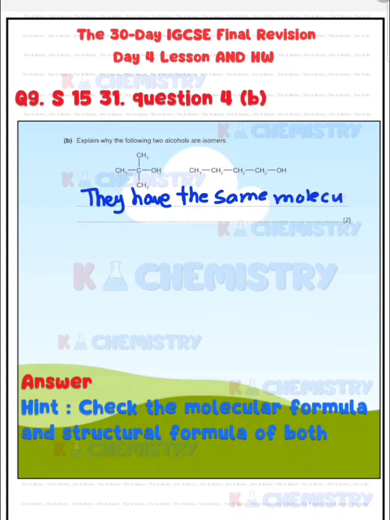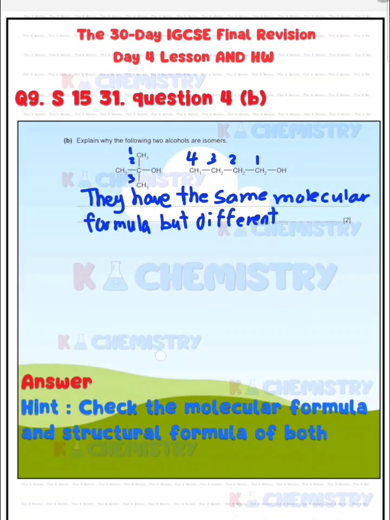Do they have different structural formulas or not? Yes. Here the OH is attached to this carbon, and the longest chain is 1, 2, 3 to count. But here it is 1, 2, 3, 4. So different branches. That's why it's not the same compound. We have the same molecular formula but different structural formulas. All you have to do is write the definition of the isomer.